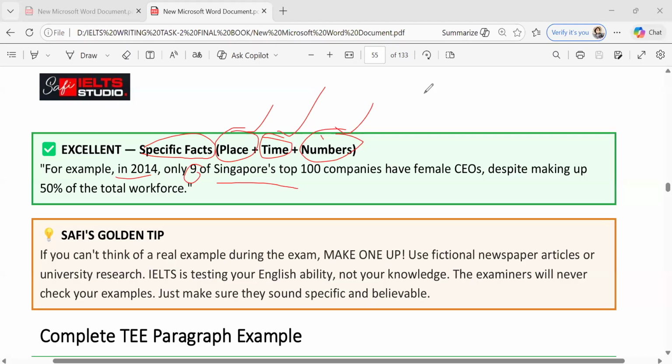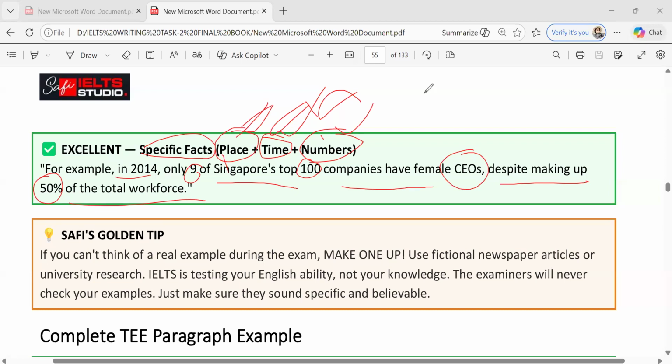Only nine of Singapore's, so now it's a place, top 100 companies have female CEOs despite women making up 50% of the total workforce. So if you look at this example, it's more specific. Why? Because we have mentioned time, we have mentioned place, we have mentioned numbers, and so it's more specific.